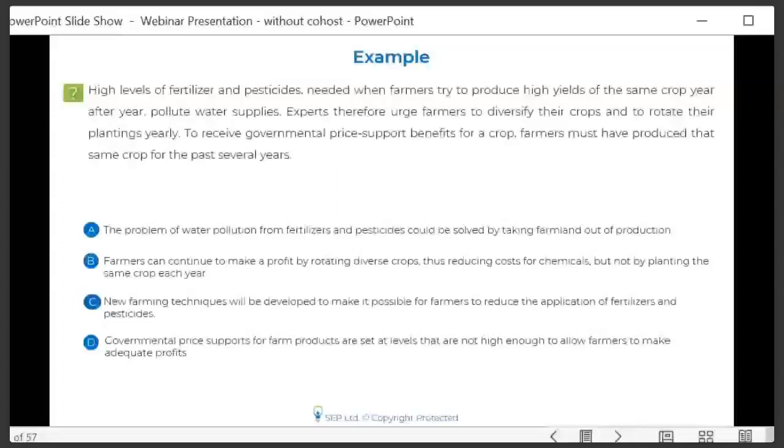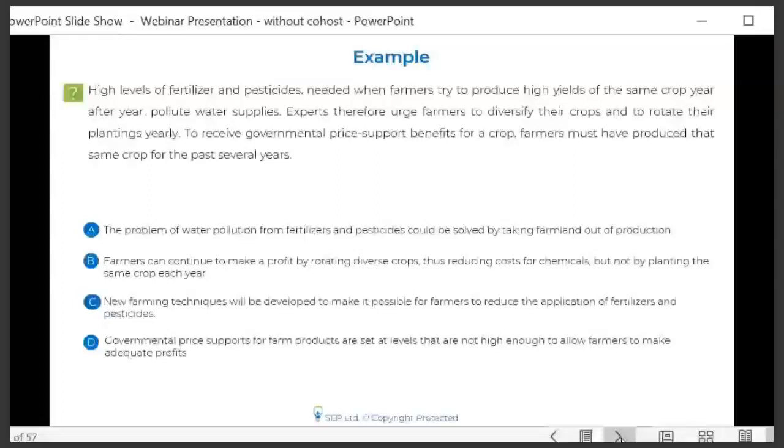Okay, fine. Thereafter, the second choice, choice B: farmers can continue to make a profit by rotating diverse crops. Now, the passage tells us that the experts are advising the farmers to diversify crops. If the farmers diversify their crops, it is quite possible that they may not need to use high levels of fertilizers and pesticides. And that might save them some crops. So the first part of choice B is true. Farmers can continue to make a profit by rotating diverse crops. They would be saving some money on the fertilizers and pesticides.